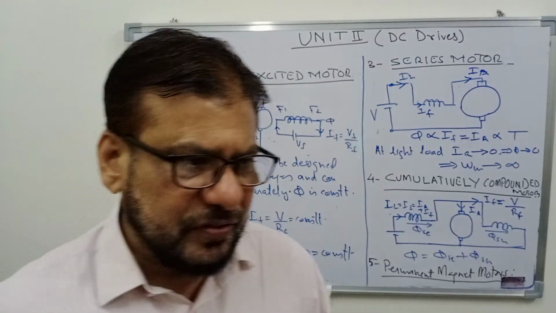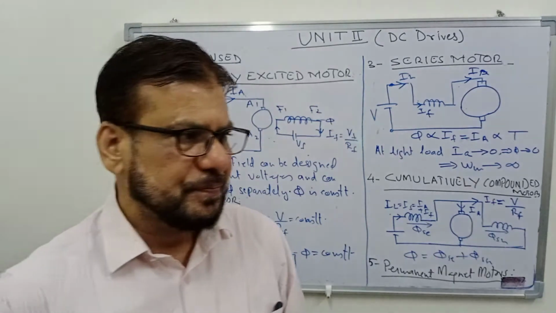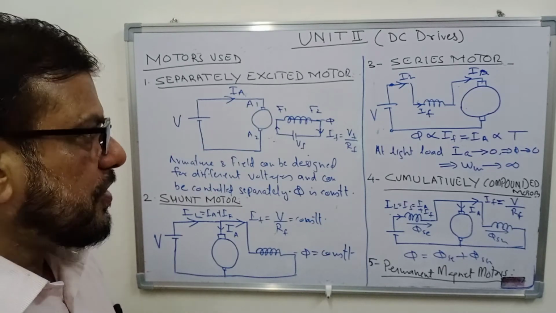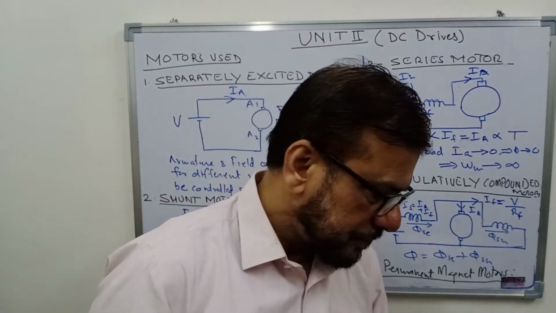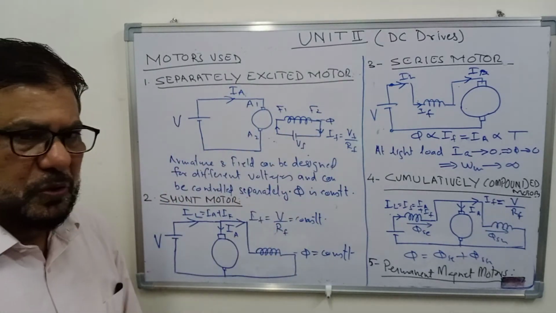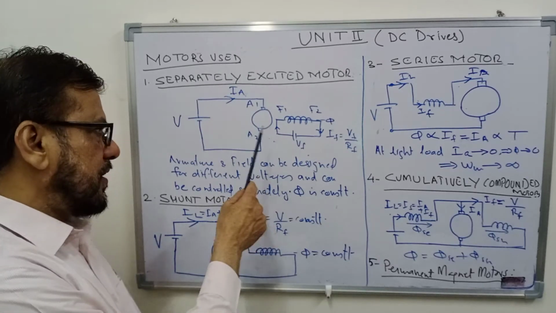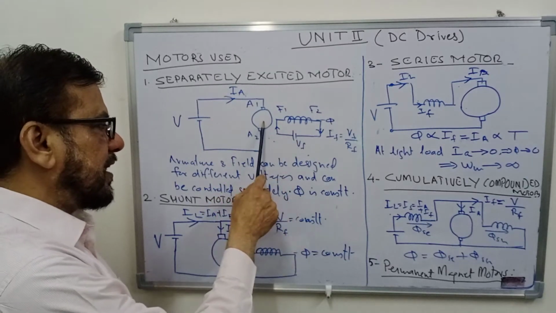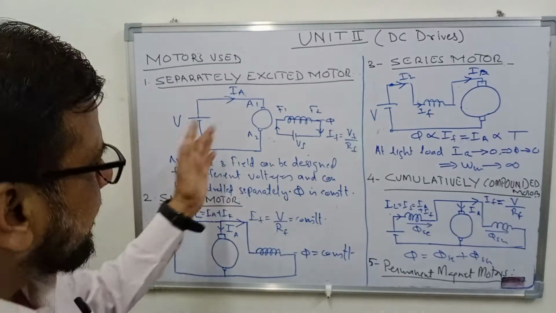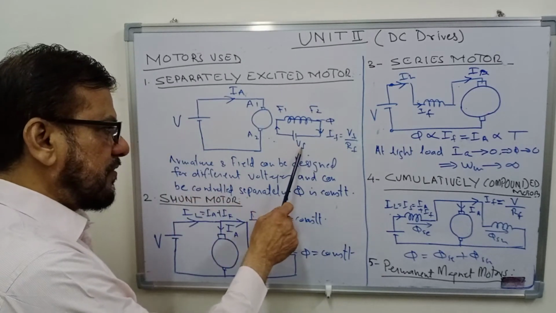So let us first discuss what are the various motors which are used in DC drives. Here I will discuss only 5 motors which are commonly used in various DC drives. The first one I have listed here is the separately excited DC motor. As the name suggests, you have separate excitation for armature and field. So this is armature, this is field. Both are given separate voltages. When they are separate circuits, you can have different voltages for armature as well as field.